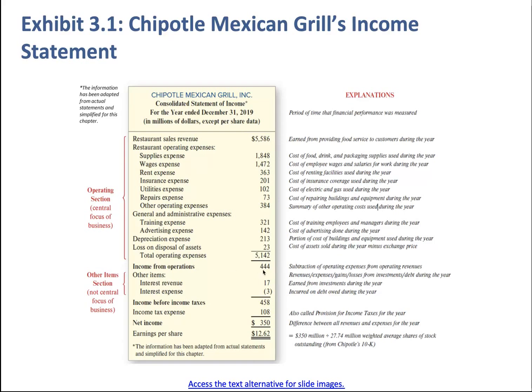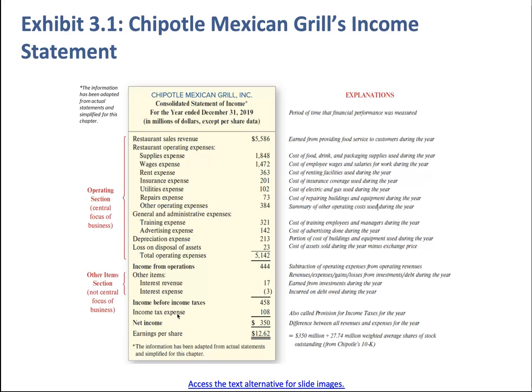Now, income from operations will be changed by other items including interest revenue and interest expense. Income from operations, adding interest revenue and subtracting interest expense, equals income before tax. Okay, income before income taxes. So 458 is equal to 444 plus 17 minus 3. Now this number is the basis for the IRS to calculate income taxes for the company. Using the appropriate tax rate, which we are not going to cover in this course, the income tax expense will be 108.